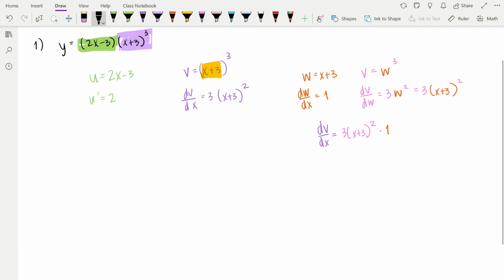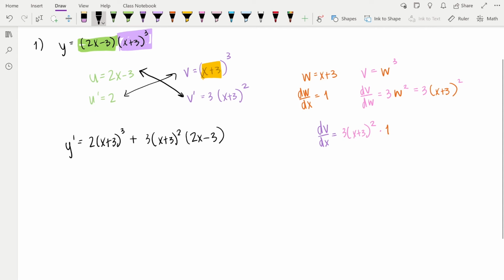So now I have the derivative of v, and I rewrite this as v prime. So the product rule is I do u prime v. So y prime is 2 times (x plus 3) cubed plus v prime u, 3 times (x plus 3) squared times (2x minus 3).